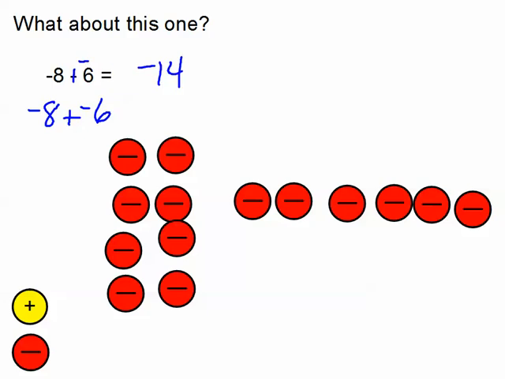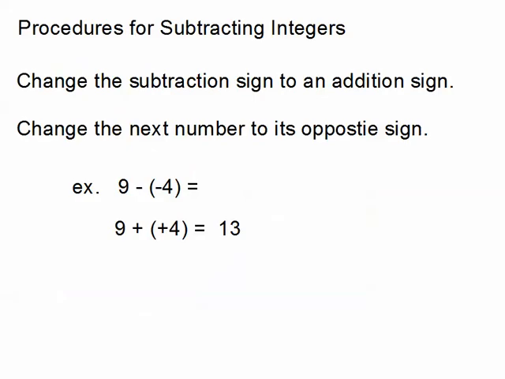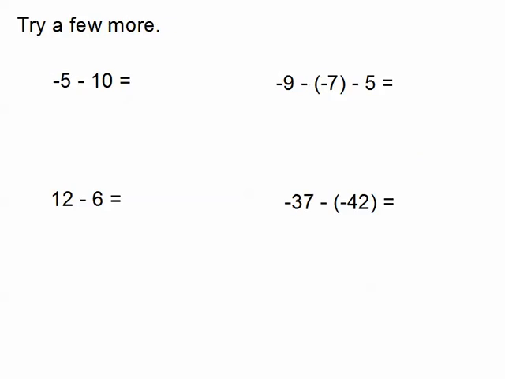So our rule for subtraction is very simple. All we have to do is change the subtraction sign to an addition sign, change the next number to its opposite, and then we go back to our add rules, because our problem now becomes an addition problem. So let's see if you can do a couple problems on your own. Take a moment or two to complete these.